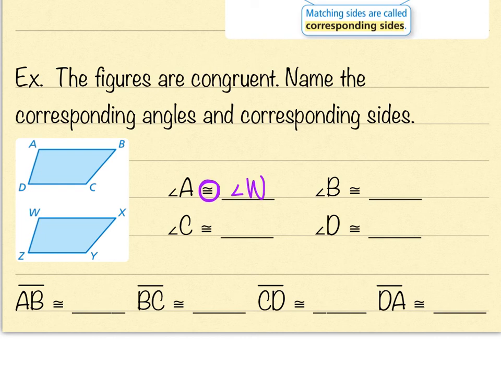And so then angle B is going to correspond with angle X. Angle C is going to correspond with angle Y. And angle D is going to correspond with angle Z. Segment, this little bar on top of these two, means segment. Okay, segment AB corresponds with segment WX. Segment BC is going to correspond with segment XY. Segment CD is going to correspond with segment YZ. And segment DA is going to correspond with segment ZW.